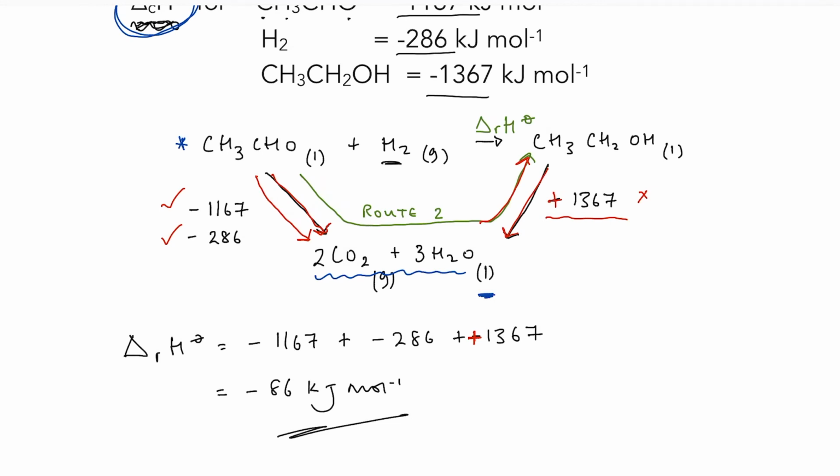I then need to decide on which way my arrows are going in my cycle. So I'm just going to clean this up slightly so you can see what I'm doing. Where's my eraser gone? There we go. So for combustion, I am burning my substance. My substance is going from being a substance to carbon dioxide and water. So my arrows are going down.